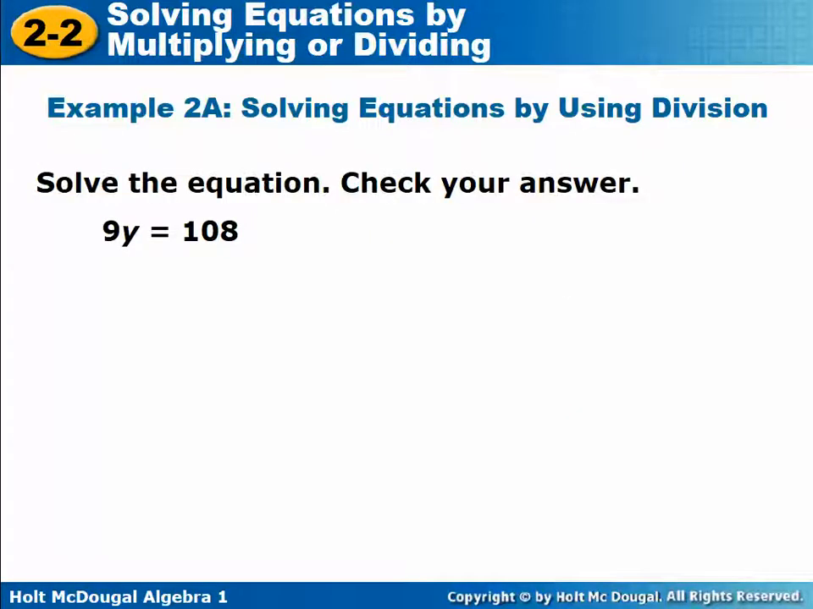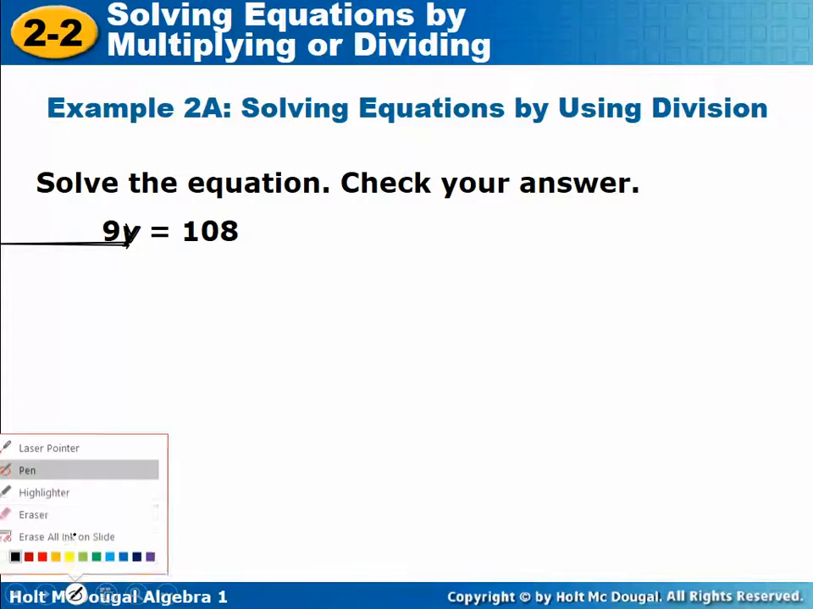All right. Solving equations by using division. Now, you probably have seen a lot of these equations before, but let's look at how you would solve them correctly. We have 9 times y equals 108. So the variable is y. It's being multiplied by 9. So the opposite of multiplying by 9 is dividing by 9.